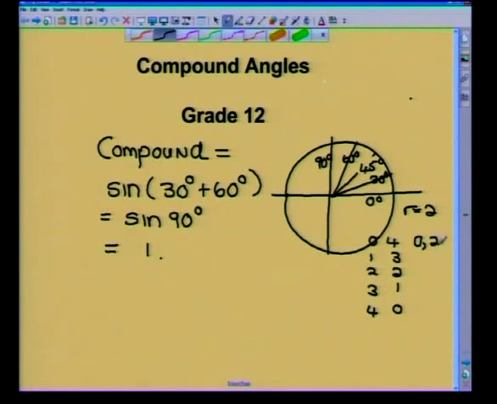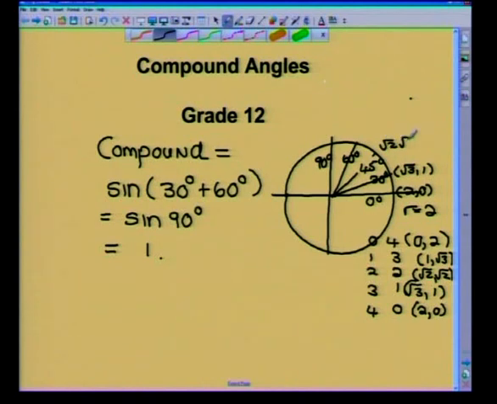So this becomes 0, 2. This one becomes 1, root 3. This one becomes root 2, root 2. And this becomes root 3, 1. And this one becomes 2, 0. So if I go over here, this would be the coordinate 2, 0. This would be the coordinate root 3, 1. This coordinate would be root 2, root 2. And this coordinate would be 1, root 3. And this last coordinate would be 0, 2.